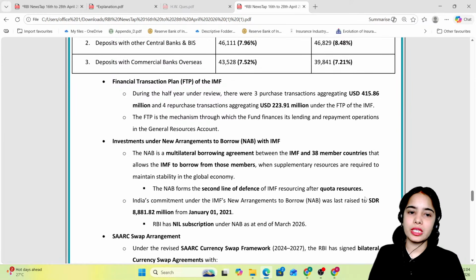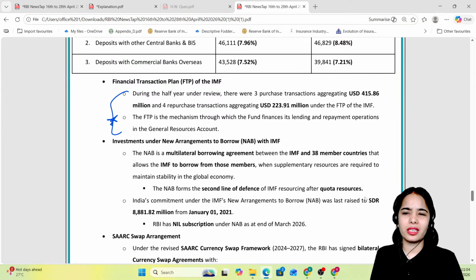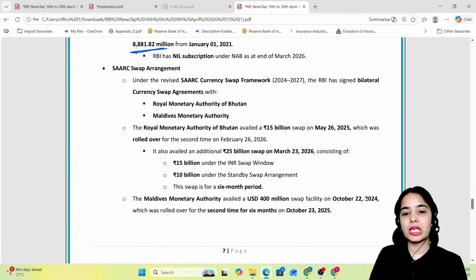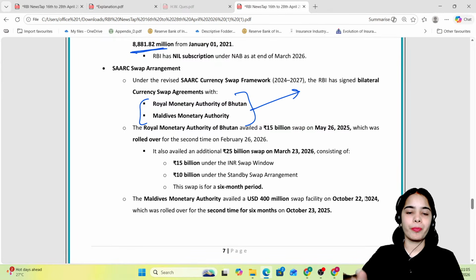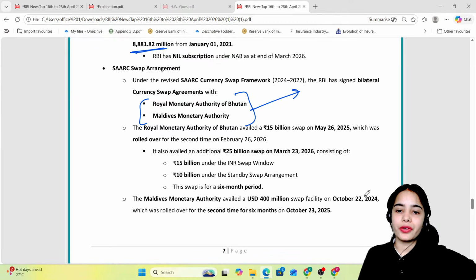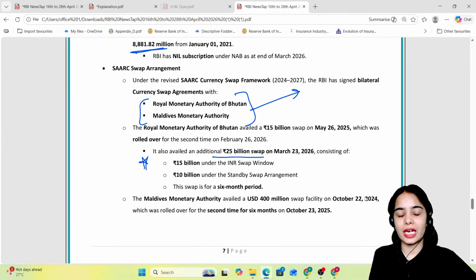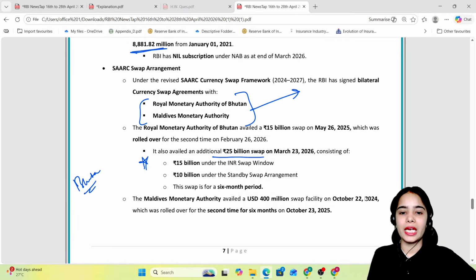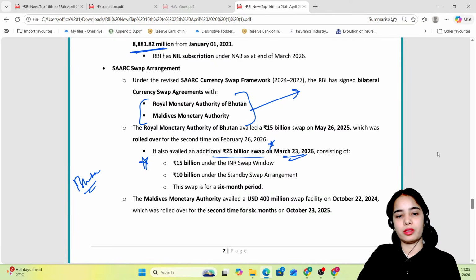Okay, financial transaction plan. The data is not very important. Just read it once. That's it. A new arrangement to borrow. Again, in this also there is one data point that you have to keep in mind. SAARC swap arrangement. All these data points are not important, but the countries are important. The SAARC currency swap framework has been signed with which countries, as well as the recent one, is important. Recently, with Bhutan, the SAARC currency swap arrangement has happened, and of how much amount, because this is more recent.